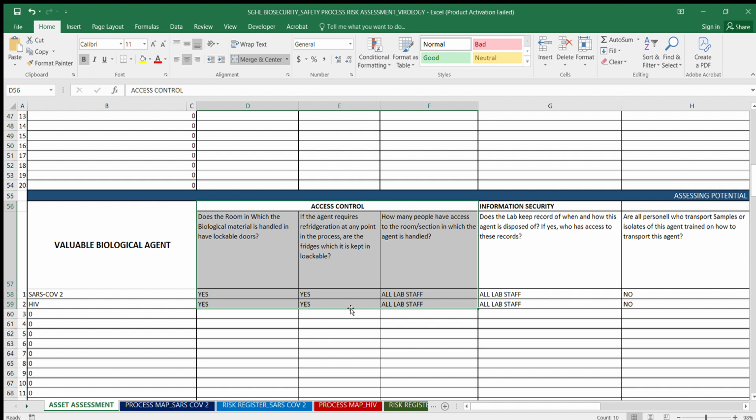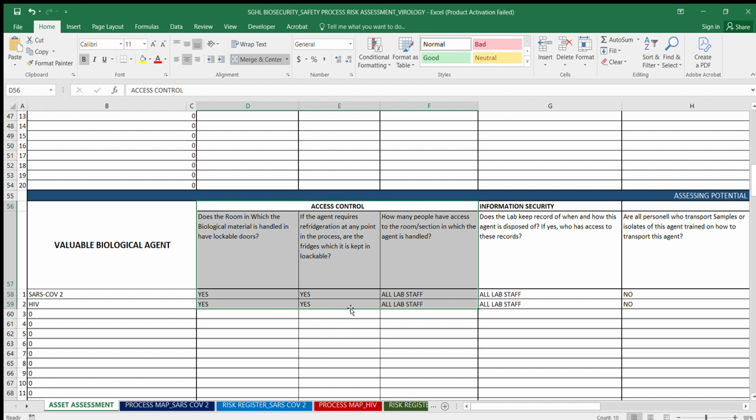Then if your agent requires refrigeration at any point, either in the process or after the process, are the fridges in which it is kept, like maybe isolates or samples of this particular agent, kept in a fridge which is lockable? If the fridge is lockable, it means that even if the room is not lockable, the fridge will be, and therefore someone may have access to the room but may not have access to the fridge in which these items are kept.